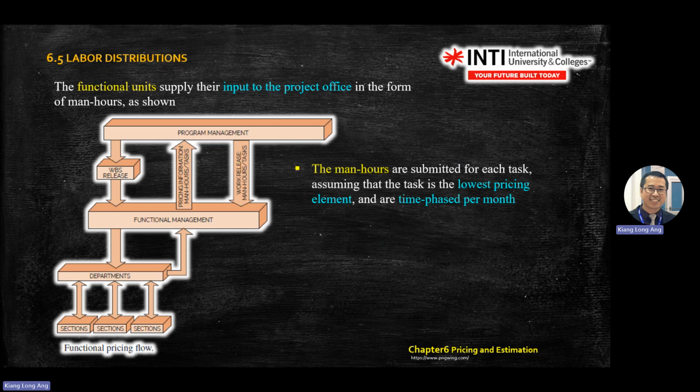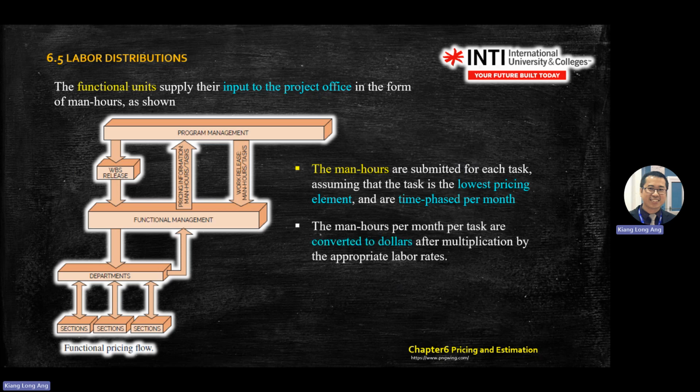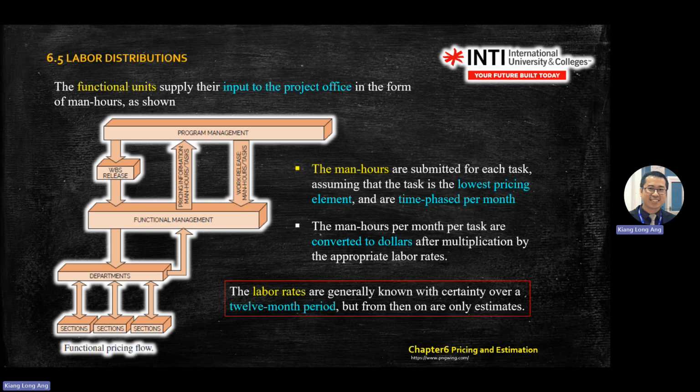Man hours is the lowest pricing element, and time frames are per month. Then man hours per month per task are converted into dollars after multiplication by the appropriate rate. So man hour actually is price, how much they pay you per hour. That is called man hour, or labor rate. Labor rate.